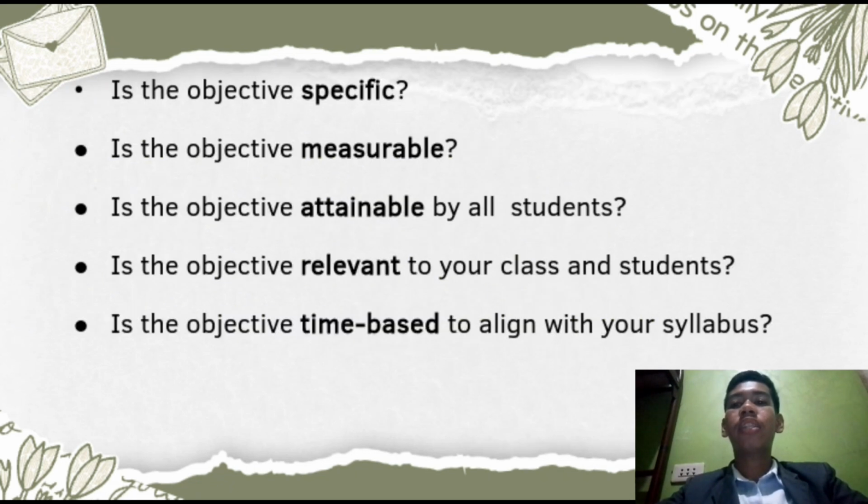So these are the lesson objectives. The first is, is the objective specific? Number 2, is the objective measurable? 3, is the objective attainable by all students? 4, is the objective relevant to your class and students? 5, is the objective time-based to align with your syllabus? So as you can see here, I highlighted the specific, measurable, attainable, relevant, and time-based. So this is the SMART. S for specific, M for measurable, A for attainable, R for relevant, and T for time-based. So that is the meaning of SMART.